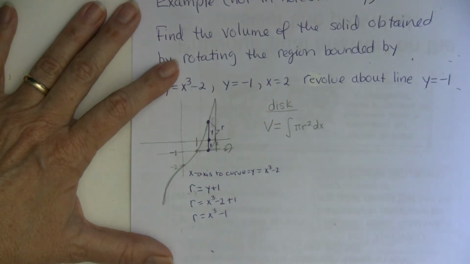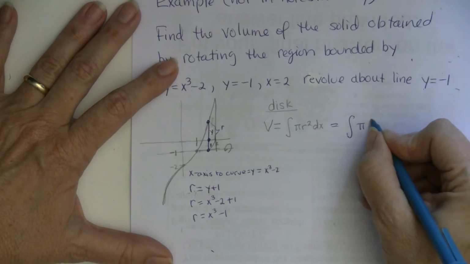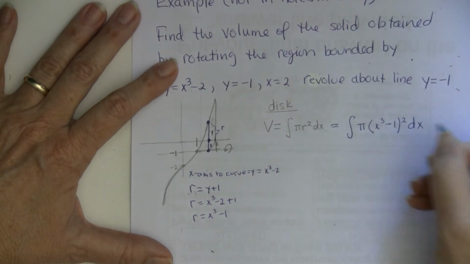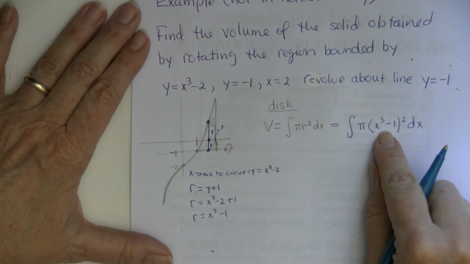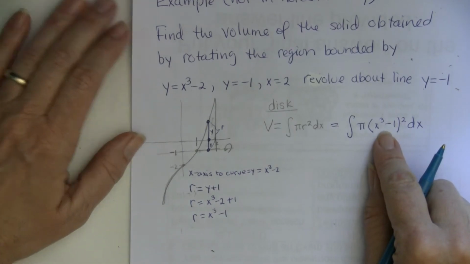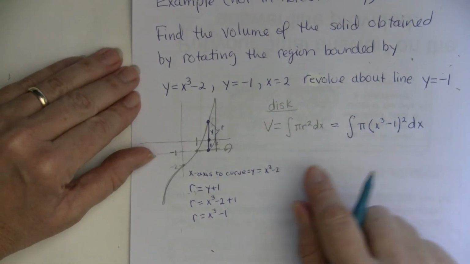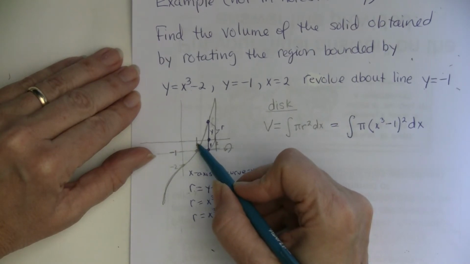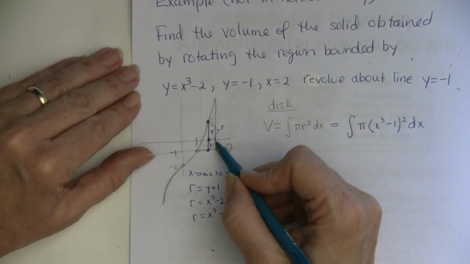So our volume then would be the integral of pi times r, which is x to the third minus 1, squared dx. And what I would need to do in order to find the antiderivative of this is write it twice and use FOIL. I'll end up with 3 terms after I use FOIL, and I'll be able to easily integrate that whole thing. Now my r's are going to go from here. This is where they're crossing here at 1, which we had to find out. Remember when we did a little math to find that out, all the way to 2.